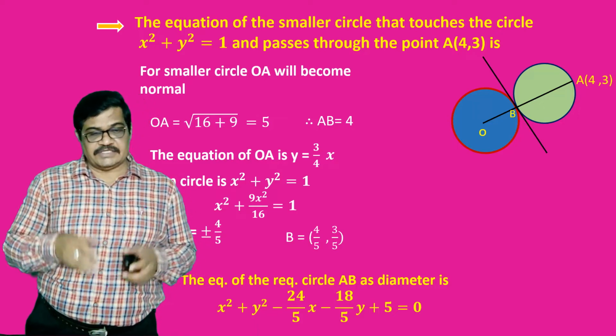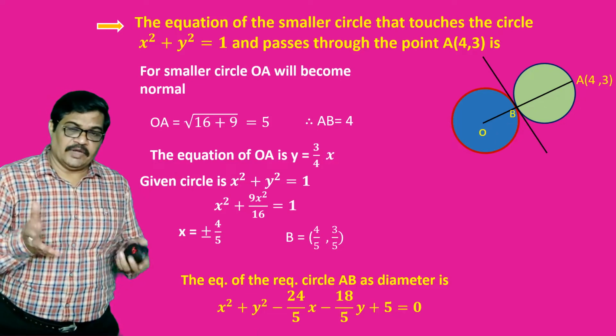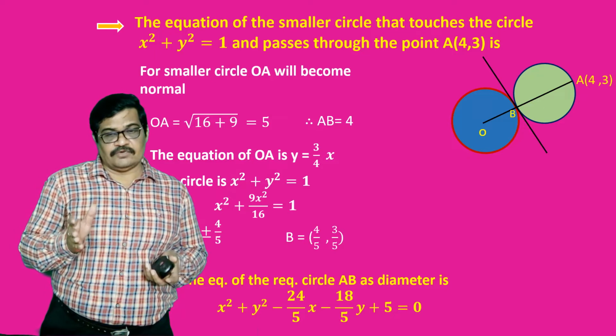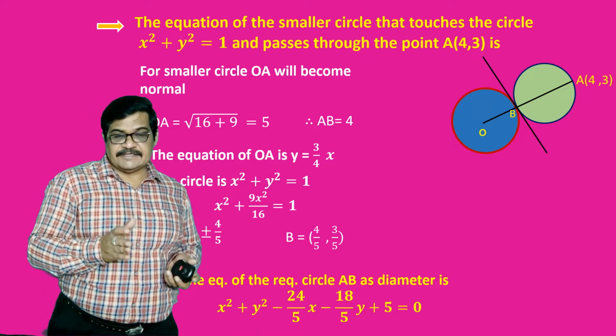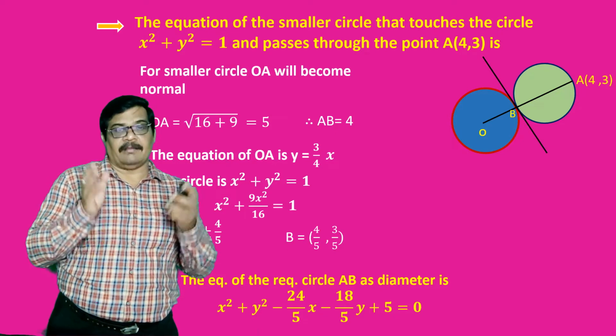So then B coordinates are 4/5 and 3/5. Okay, we are getting the coordinates of B. So A is (4, 3) and B is (4/5, 3/5). Here AB is the diameter.